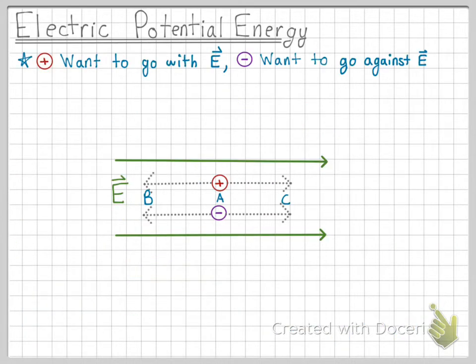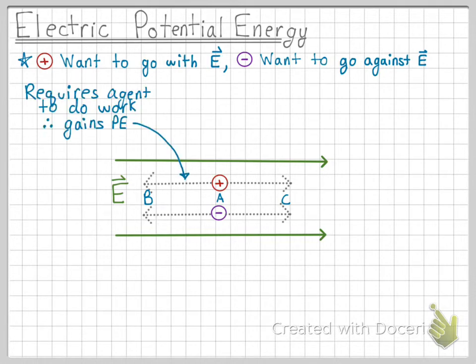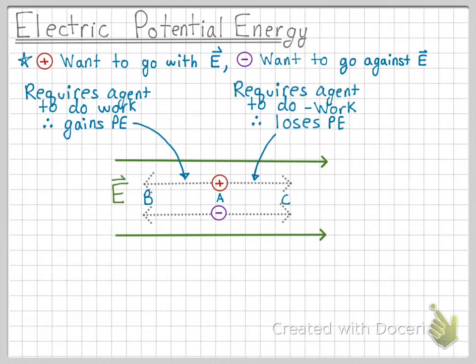So here we have a uniform electric field, and we know that positive charges want to go with the electric field and negative charges want to go against the electric field. So if we drag a positive charge from point A to point B, we are bringing it against the electric field, which is a direction that it does not want to travel in, so it's going to gain potential energy. If we drag the positive charge from point A to point B, we are bringing it with the electric field, which is the direction it does want to travel in, so it's going to lose potential energy.